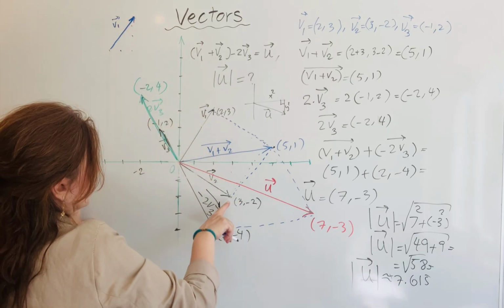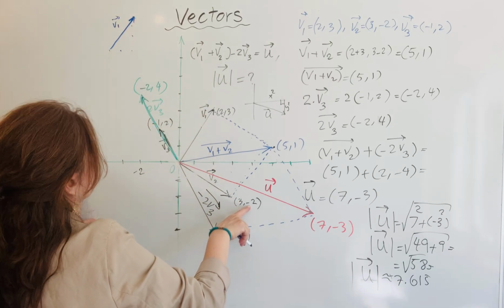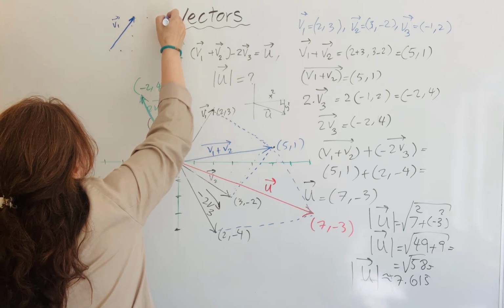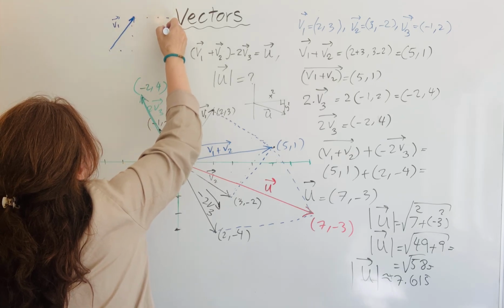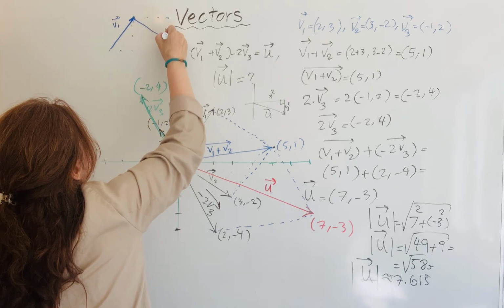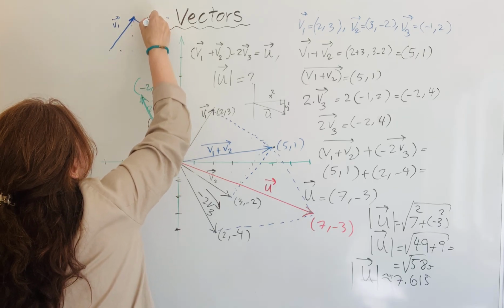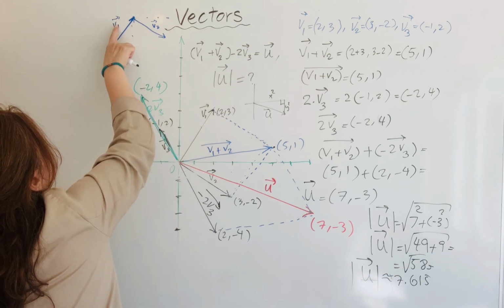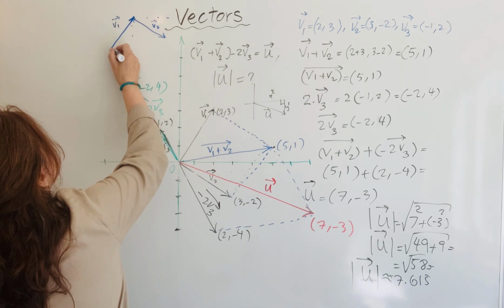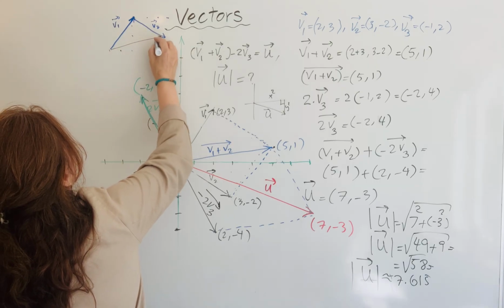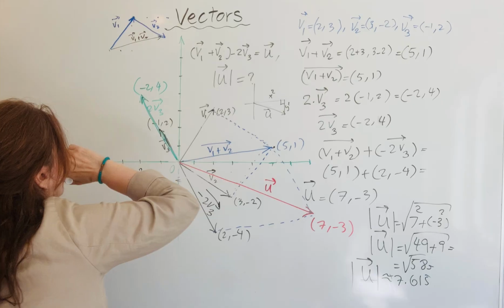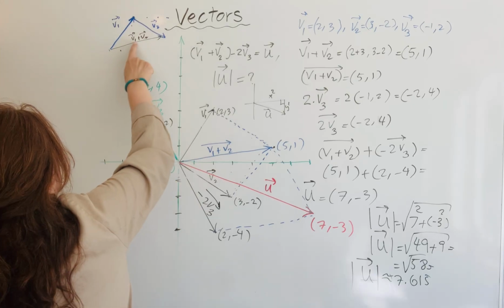The next one is V2: 3 and negative 2. 3 to the right, negative 2 down. This is V2. V1 plus V2, the result is something like here. This is V1 plus V2, right? Okay.